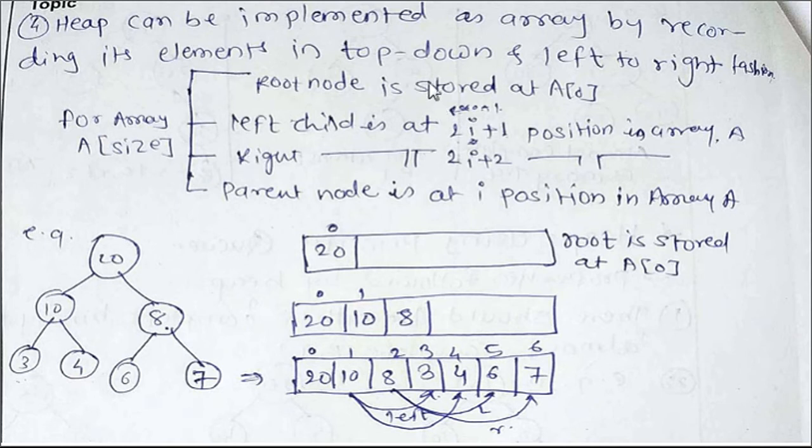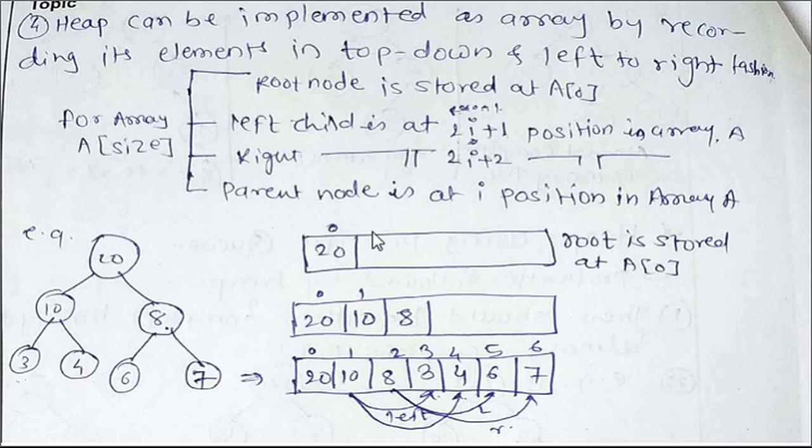Firstly, the root node is stored at position A[0]. Here we are going to consider an array A. Next, the left child is at position 2i plus 1 in the array. Now i is nothing but a location, as we consider the nodes one by one. Suppose these are 0, 1, 2, 3, 4, 5 and 6; in this way we get the value of i. Next, the right child is at location 2i plus 2 in the array A. And the parent node is at position i in the array A.